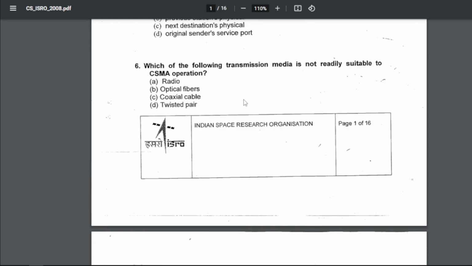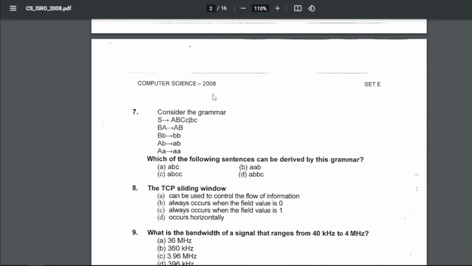Okay. Next question is, which of the following transmission media is not suitable to CSMA operations? So for this our answer will be A, radio, right? Radio is a transmission media that is not readily suitable for CSMA operations, right? Because wireless medium can't be used for CSMA operation as they are not suitable for collision detection methods. Okay, and as a radio already have a large number of users, it can't detect the collisions between the sender and the receivers, right?